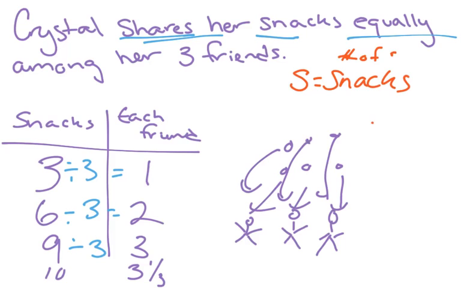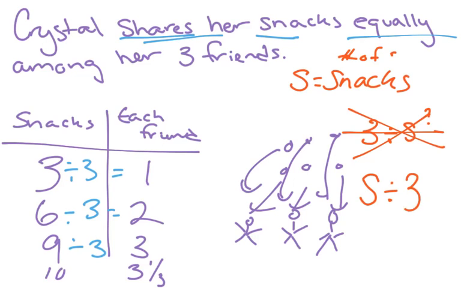Am I taking her 3 friends and dividing them up and giving them to the snacks? No, don't murder people. I am taking the snacks and dividing it up between Crystal's 3 friends. It's okay if I chop a snack up, because it's going to get smushed up and in your stomach anyway. Not so good if I chop a person up. So that would be my expression right there.